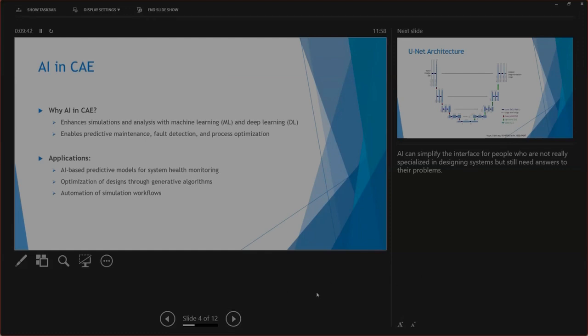So, yeah. Why AI and computer-aided engineering? It can simplify the interface for people who are not really specialized in these design systems, but of course still need answers to their problems. It can enhance the simulations and the analysis with machine learning and deep learning, which are two things we are using in the project I will talk about later. And it can enable predictive maintenance, fault detection, and process optimization.